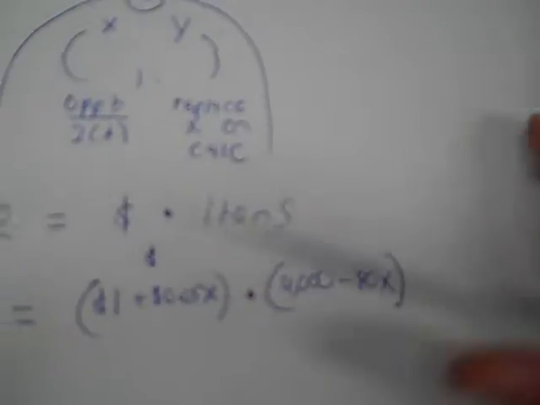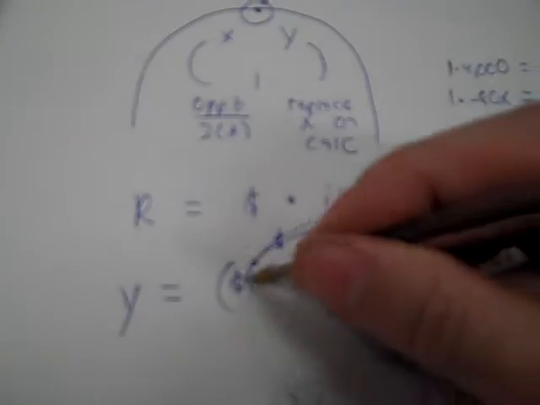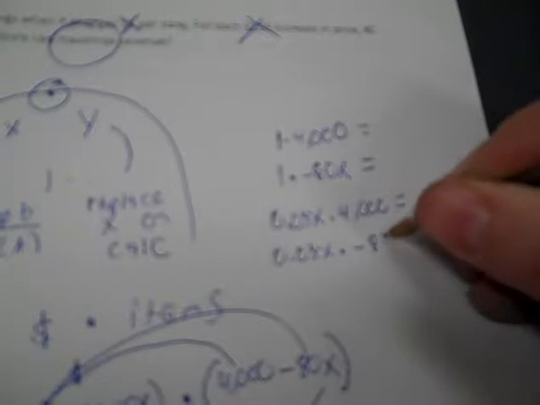Last being these two. Okay, so first, I take 1 times 4,000. Then back to the 1. Now that 80 is negative, and you've got to put it in as negative 80x. Okay, otherwise it's screwed up. Then the 1's done. Now 0.05x times 4,000. And then 0.05x times negative 80x.